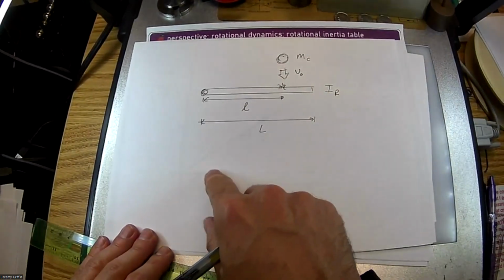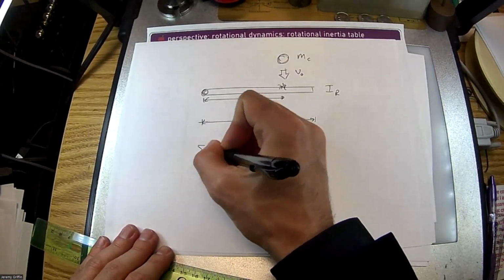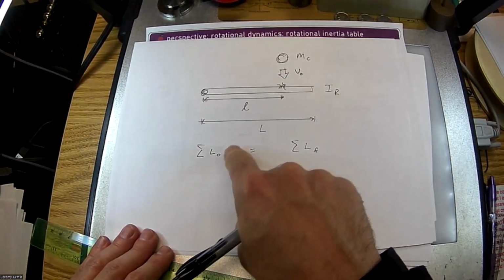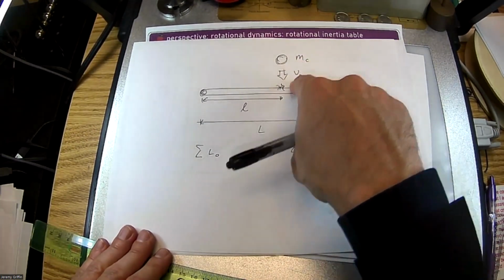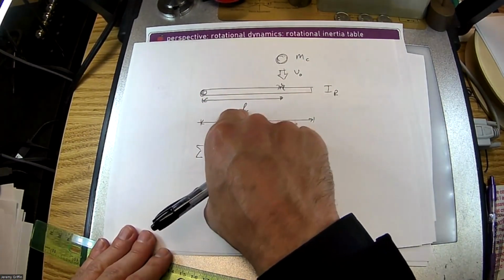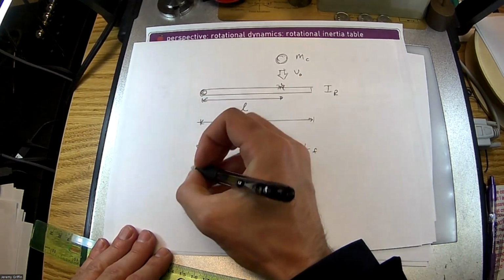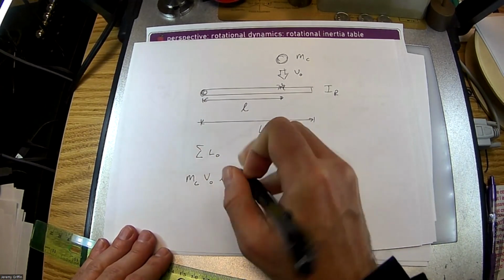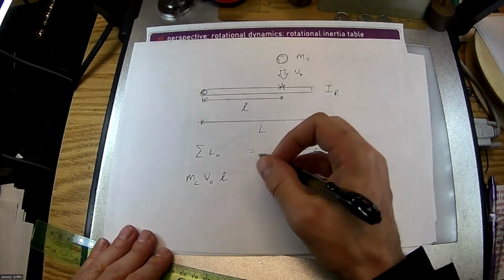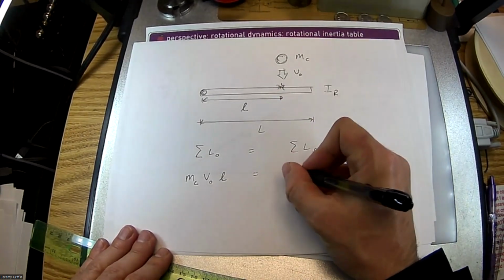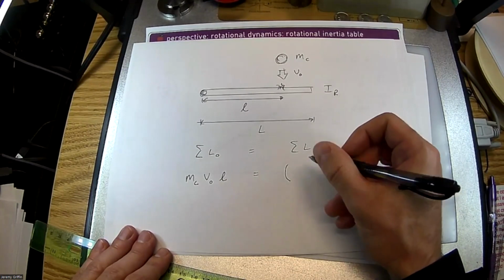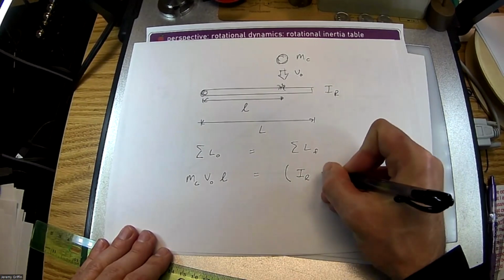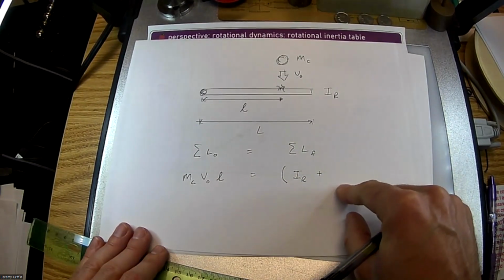So let's do conservation of angular momentum. Sum of angular momentum initial equals sum of angular momentum final. It's all provided by this point mass at some radial distance lowercase l, so that's m v l: mass of the clay, initial velocity of the clay, lowercase l. Isn't that the source of the angular momentum? And when it sticks, we get I times omega, but it's I total. I total is the sum of both the rod, that's I sub r, plus the clay stuck to it.